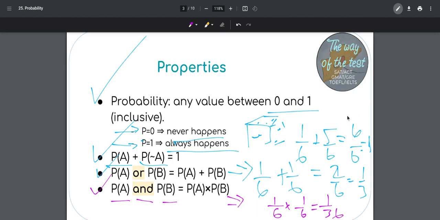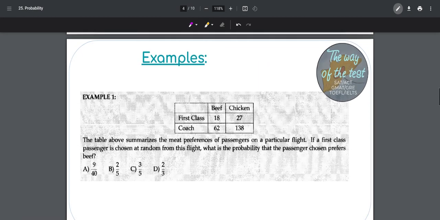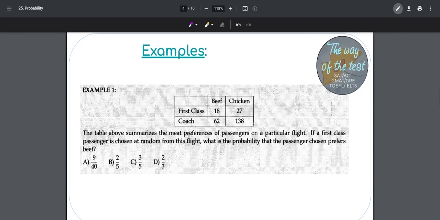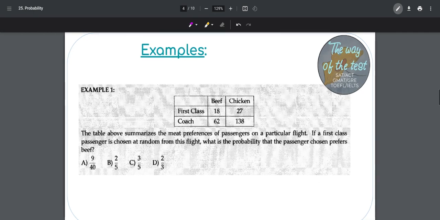Pause the video right now. Copy everything you had to copy. We're going to move on. We're going to start doing this example. Pause the video, solve the question, write down your answer, and we're going to check.